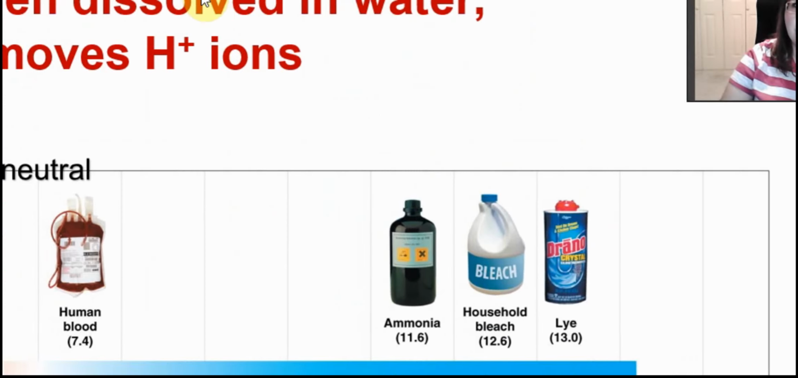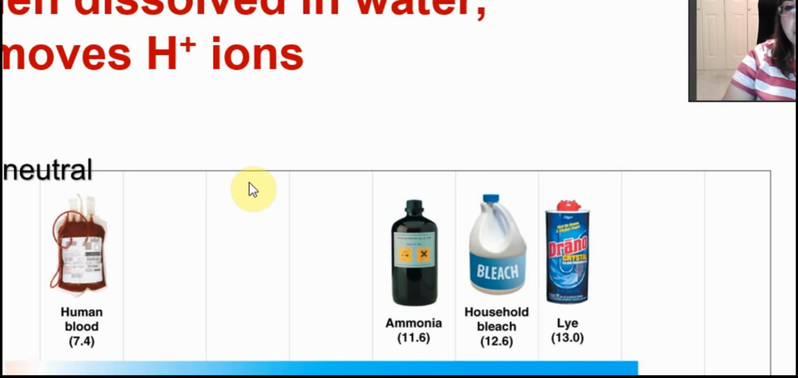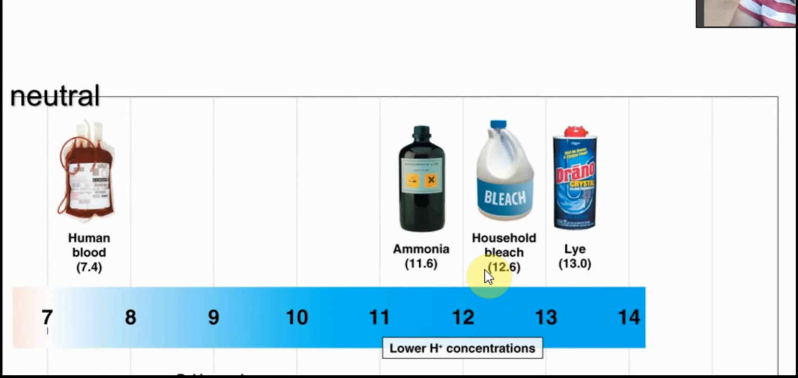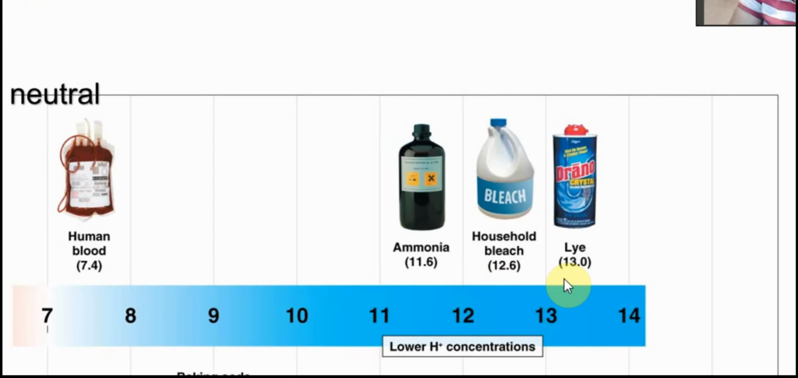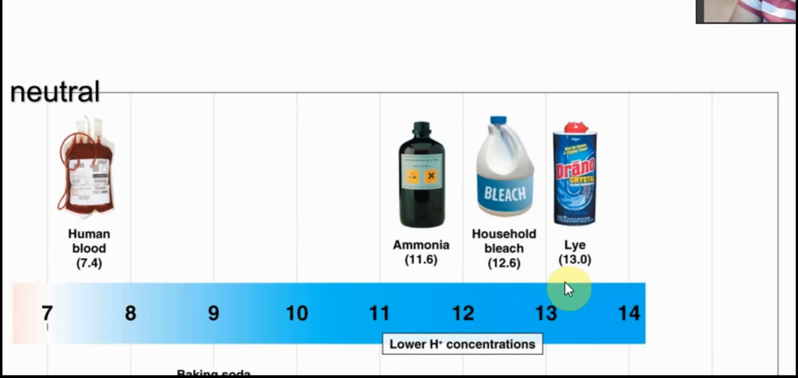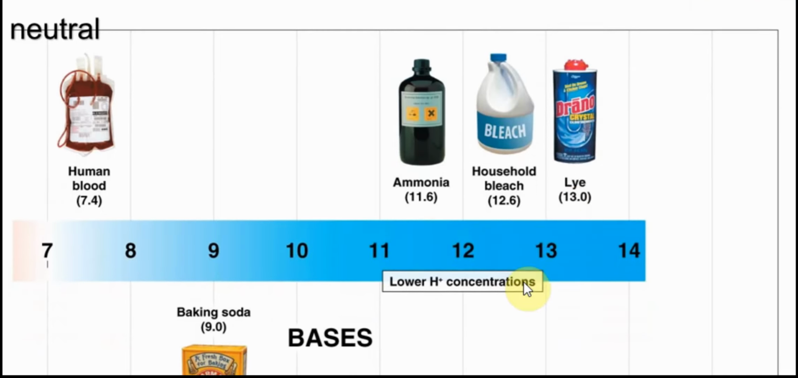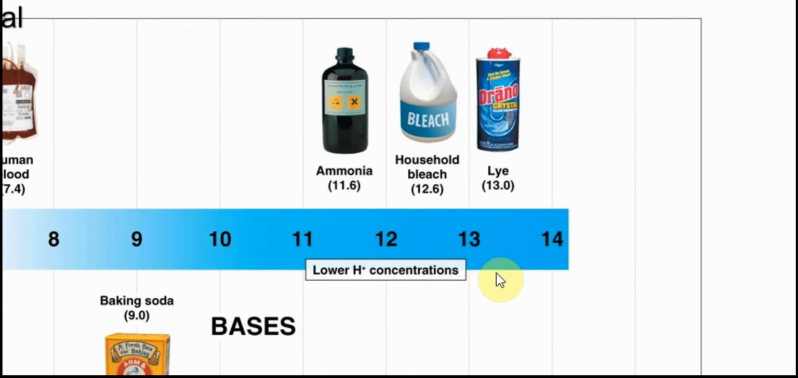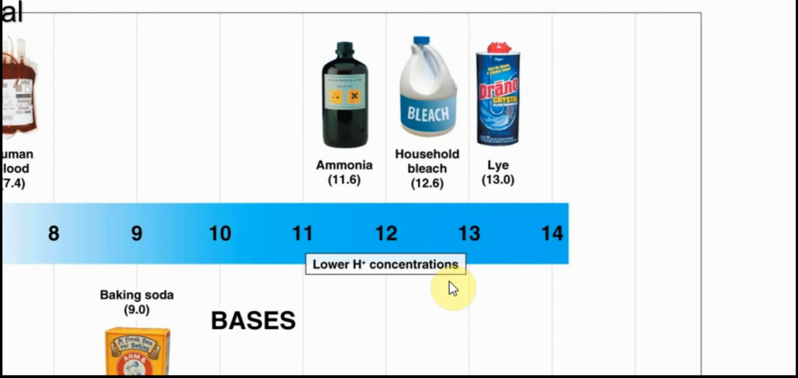Our definition of a base is going to be any chemical that when we put it in water, water is part of that definition, we lose hydrogen ions. So these compounds up here, because they have a pH that's above 7, they're going to be basic. Looking at lye, that's the most basic thing listed on this scale. It's going to have the fewest hydrogen ions. Household bleach is going to have more hydrogen ions than lye. Ammonia is going to have more than bleach. So the further you get to 14, the fewer the hydrogen ions that you're going to have.